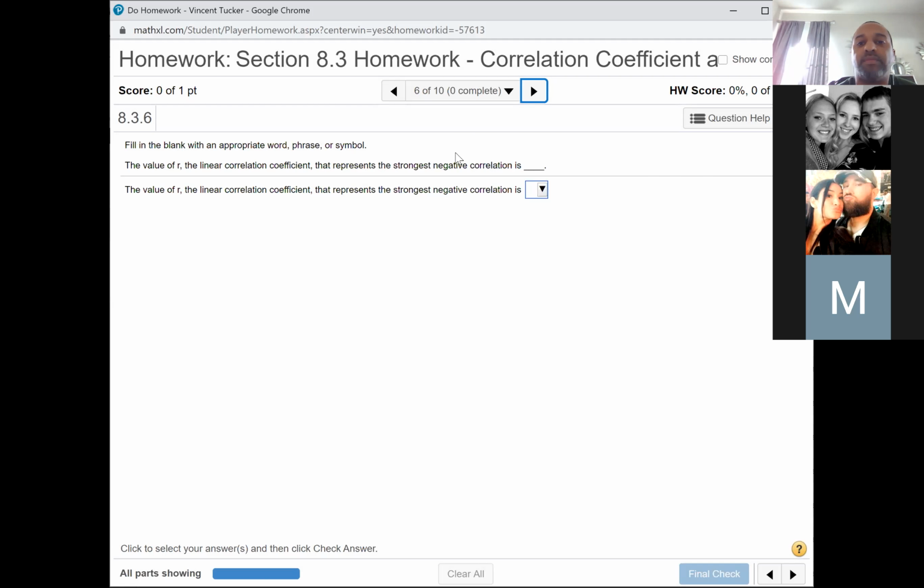And so, okay. I already gave you this answer, I think the same one as well. R, the linear correlation coefficient, represents the strongest negative correlation. And of course, I'm not going to give it to you, but I already gave it to you. You know what I mean?